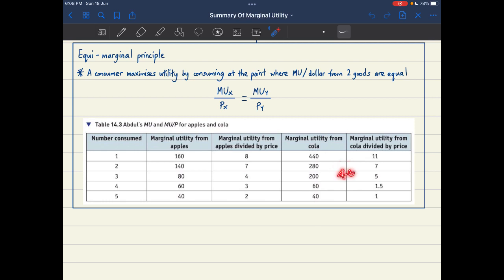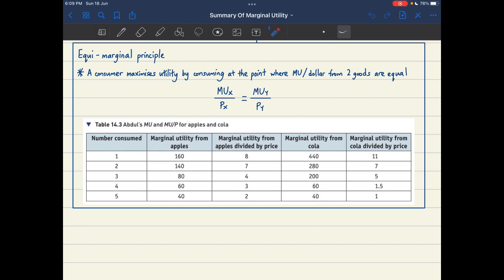So 200 divided by 40, you get 5. 60 divided by 40, you get 1.5. And lastly, 40 divided by 40, you get 1. So you can see that if you were to consume 2 apples and 2 colas, then the marginal utility from apples divided by price would be 7, and the marginal utility from cola divided by price would also be 7. So this would be 2 apples and 2 colas.